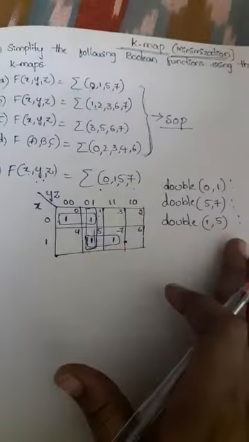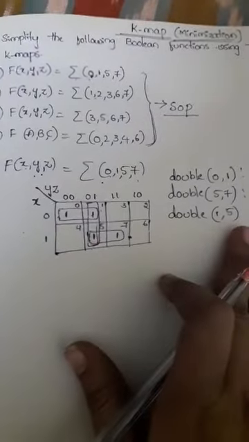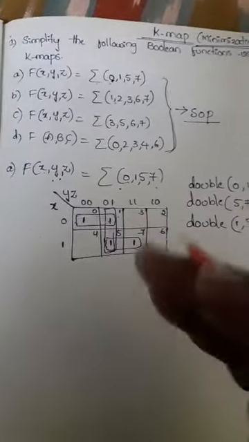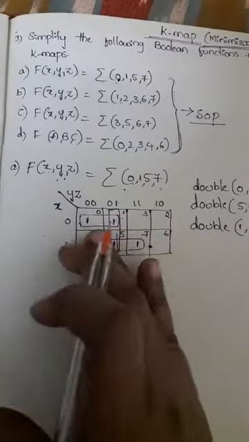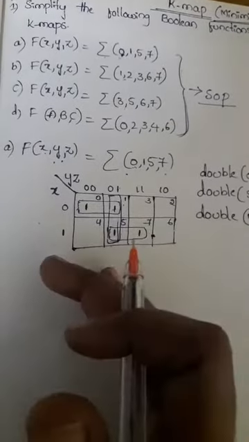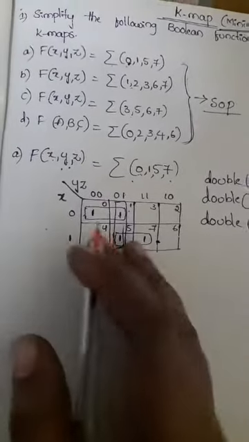Okay, so totally we are getting the 3 doubles. After grouping the cells, what is the next step? We can find the prime implicant for every grouping. So we need to find the prime implicant result.